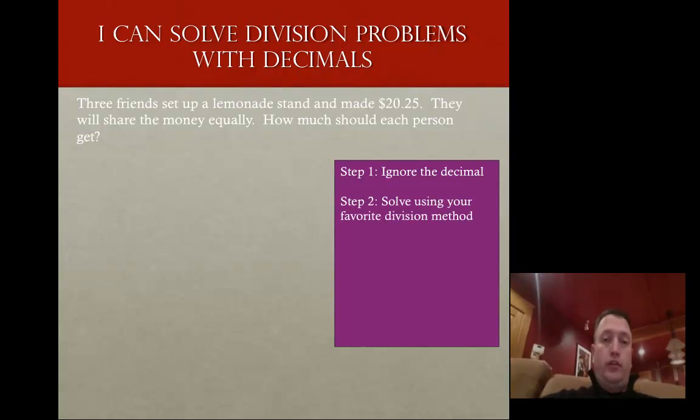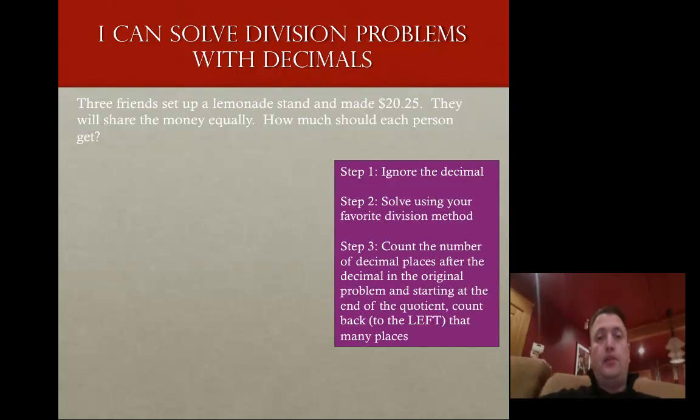Step 2, we can solve using our favorite method. And step 3, count the number of decimal places after the decimal in the original problem, starting at the end of the quotient, and count back to the left that many places. Okay, it's kind of like multiplying decimals. We did the same thing before. We're going to apply that principle when we do division. It'll make more sense when you see it. So let's take a look at this.